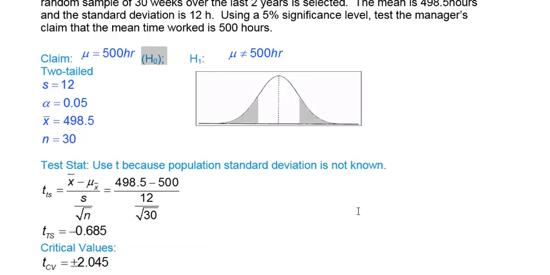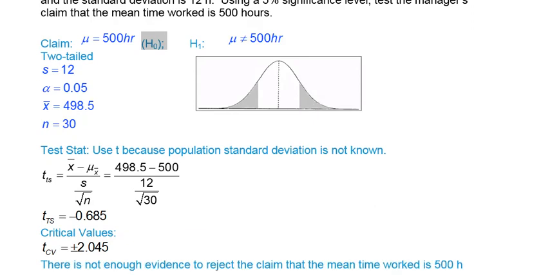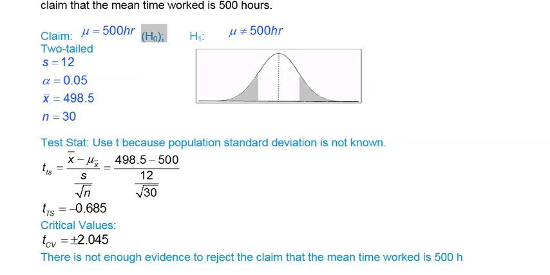Remember, these not reject ones are where we have those weaker statements. So that weaker statement is going to say there is not enough evidence to reject the claim that the mean time worked is 500 hours. So we're going to pause here. In this video, we will look at the p-value method of variation on this in the next video.